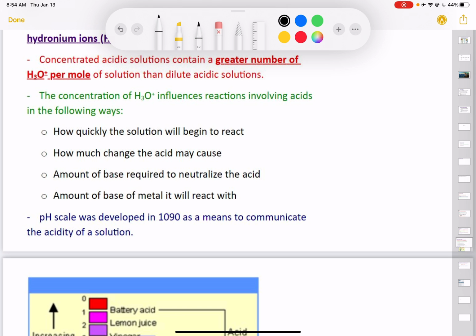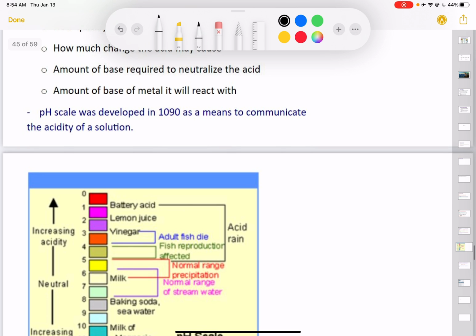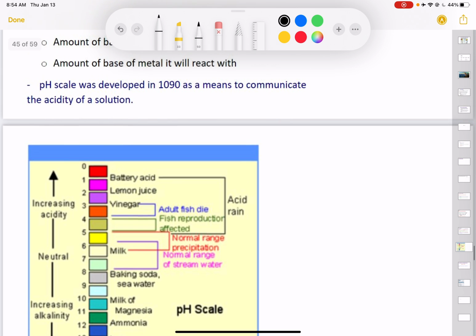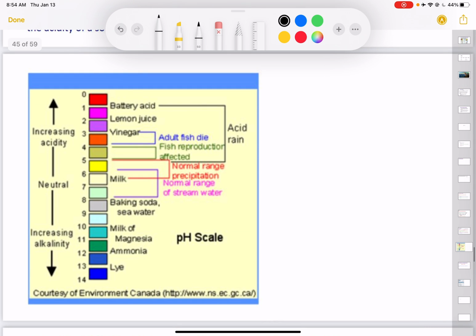A pH scale was developed in 1909 as a means to communicate the acidity of solutions. So the pH scale was created a long time ago, and this is sort of how it goes. You guys, this is not new, neutral is around 7, all right? Everything that is less than 7 is going to be an acid, and everything greater than 7 is going to be something that we consider a base, okay?